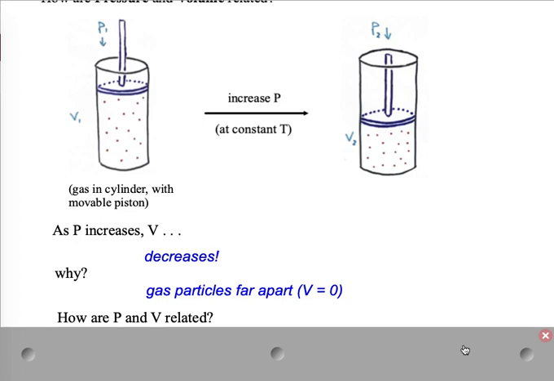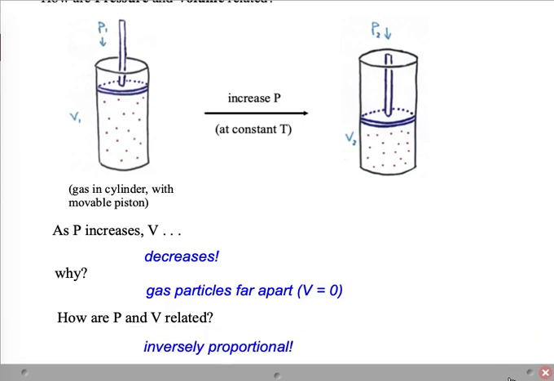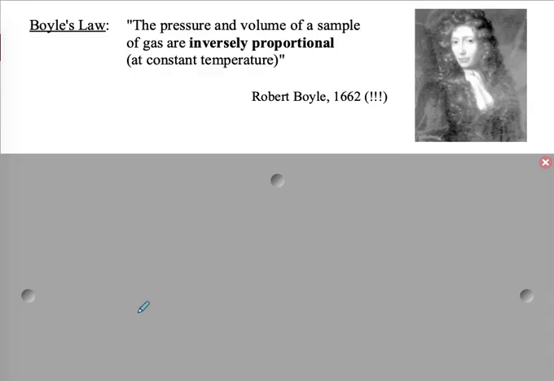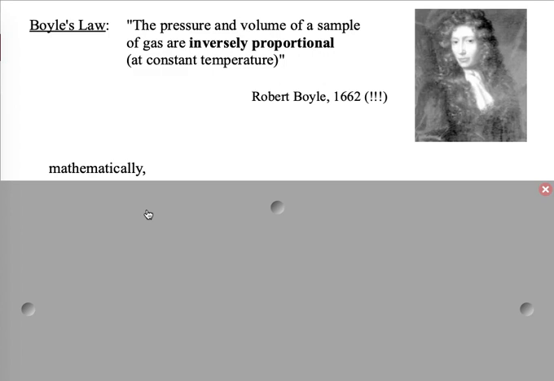So, how are pressure and volume related to each other? Well, we learned early in the course that if as one variable increases, the other decreases, these two variables are inversely proportional to one another. This quantitative relationship was first discovered by the Irish scientist Robert Boyle in 1662. What is that, 360 years ago almost? Who says, according to Boyle's law, the pressure and volume of a sample of gas are inversely proportional to one another at constant temperature.